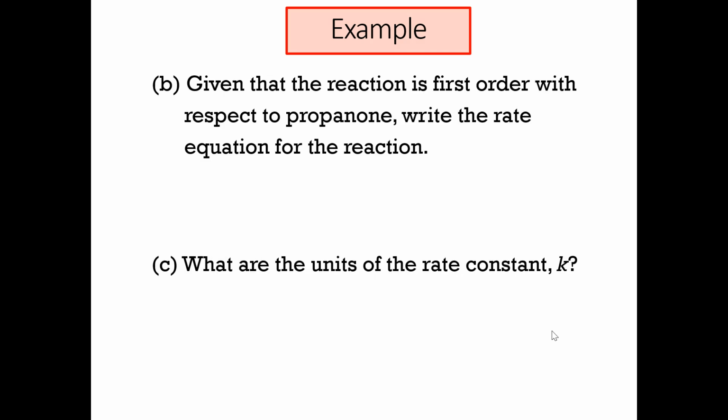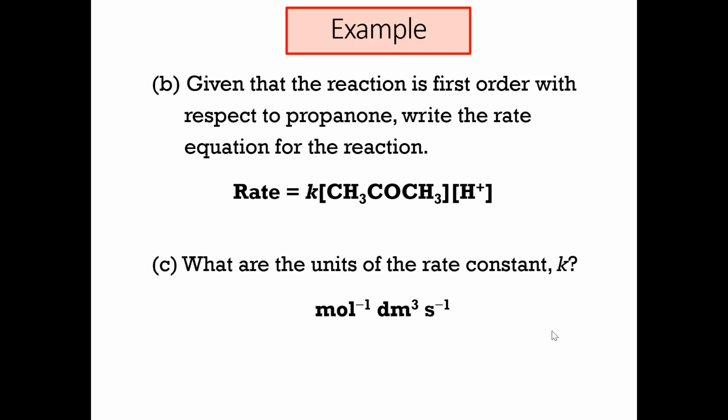Given that the reaction is first order with respect to propanone, write the rate equation for the reaction. So over here, we have propanone, we have I2, we also have H plus. Propanone is first order, I2 is zero order, H plus is first order. Obviously, the rate equation has to look like this. I don't think you struggle with this. What are the units of the rate constant?